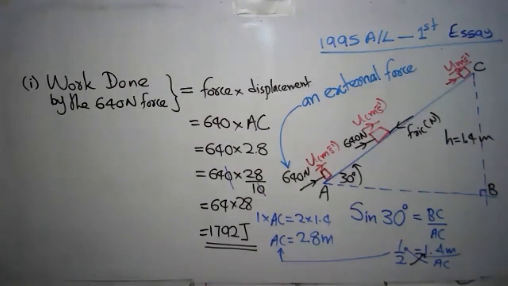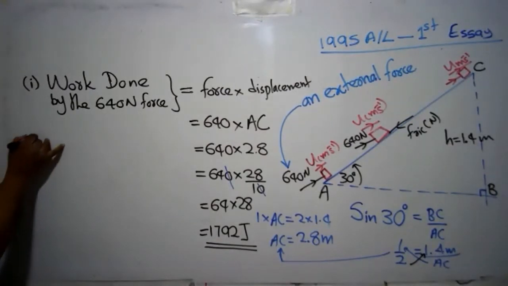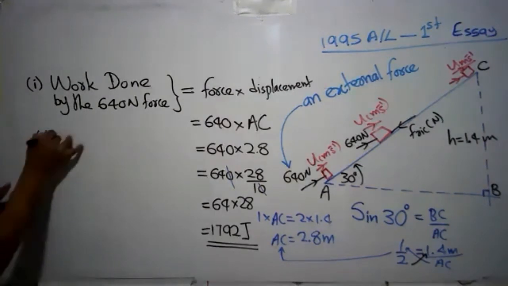Let's go to the second part of the question. What is the corresponding increase in the potential energy of the box? Increase in potential energy of the box. How do you find it? Roman number 2.